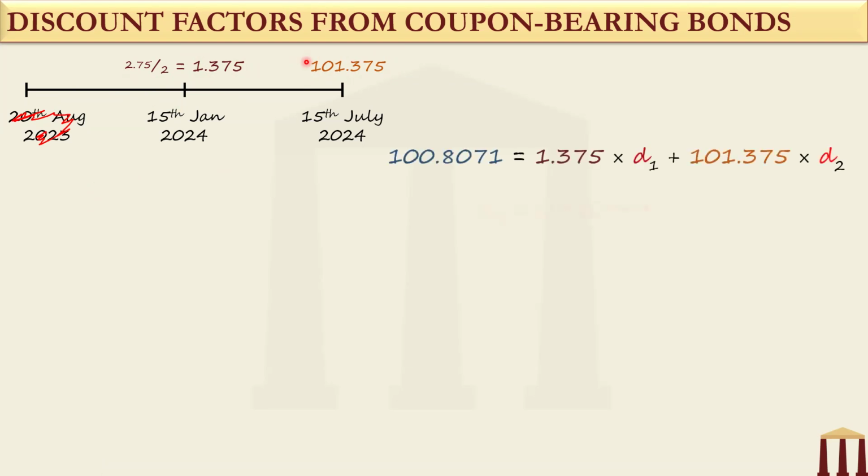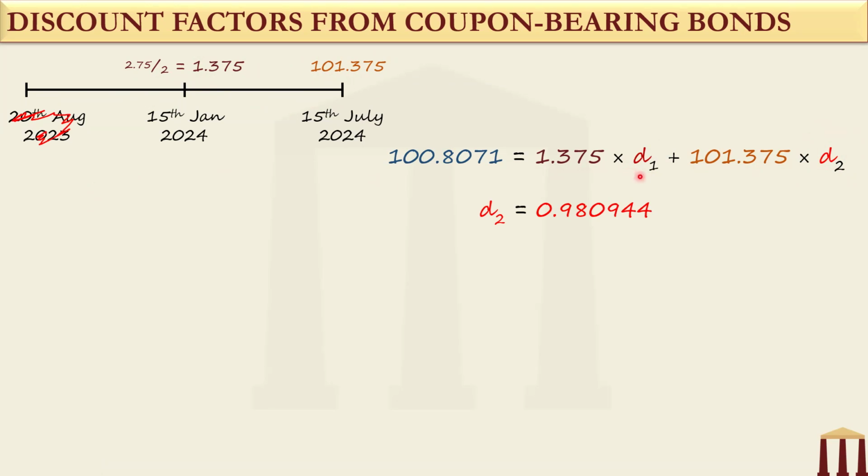Okay. Now I have the first discount rate. The price of the bond is nothing but the present value of all the coupons and all the future payments. So the payment received at 6 months will be multiplied with the 6-month discount factor, and the final payment will be multiplied with the second discount factor. Then it's just a matter of time.